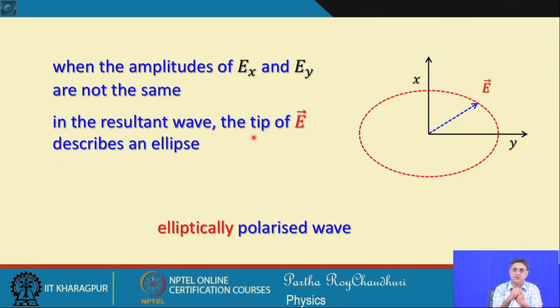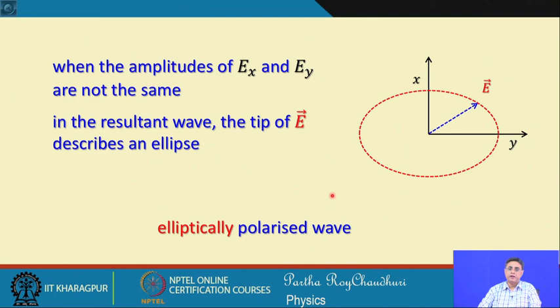But let us suppose a situation where Ex and Ey are different. Then instead of a circle, the tip of the electric field will now describe an ellipse. The ellipticity will depend on the relative magnitude of the Ex and Ey components, and in the same way the tip of the electric field will advance along the direction of propagation. Such a situation is called an elliptically polarized wave.